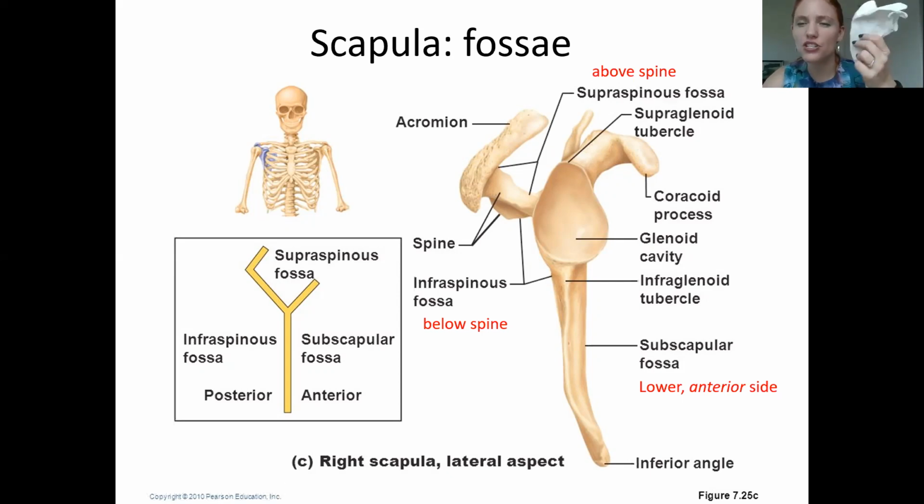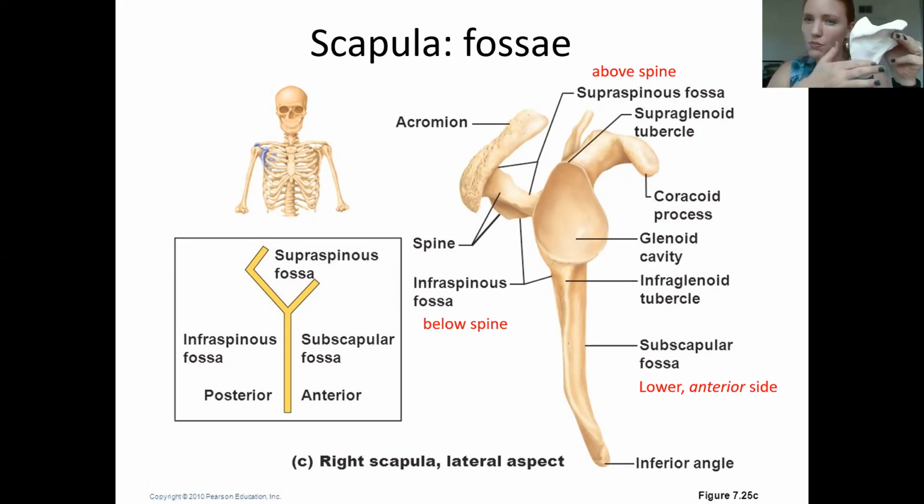And I'm hoping that you're starting to notice that as we go through anatomy, there are these long, complicated words and these big, long names, but they're just describing exactly what they are, right? So if you know the terms, you already know what it is, right? So here we have a depression above the spine. What do you think this one below the spine is called?